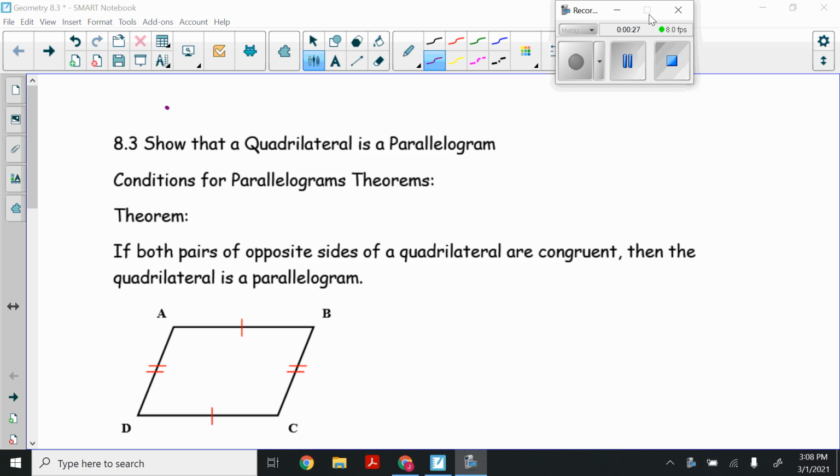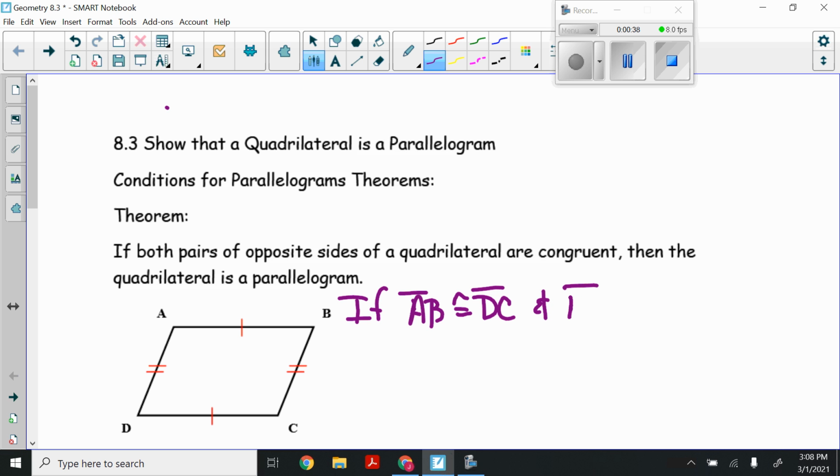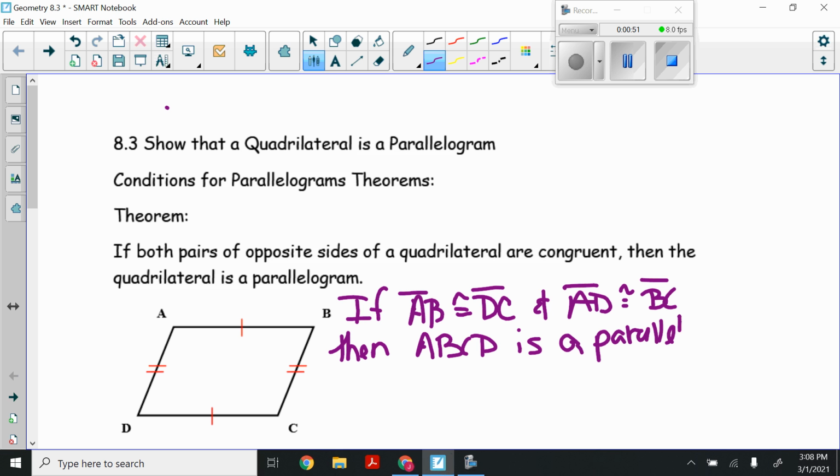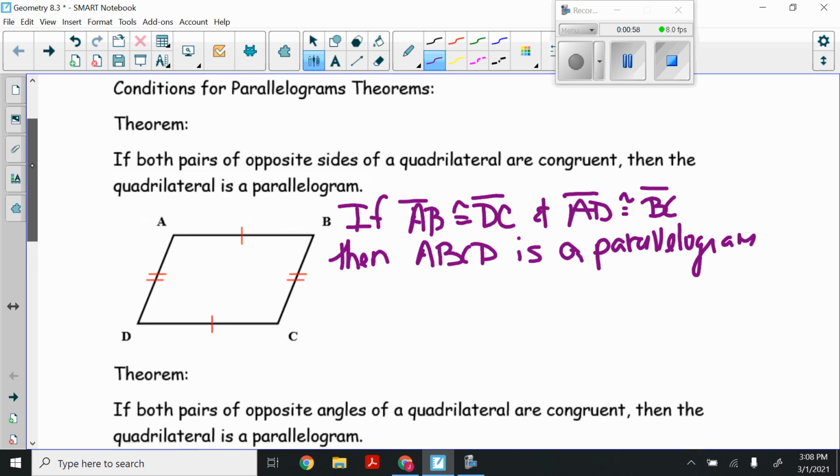So we can say in this picture, if AB is congruent to DC, and AD is congruent to BC, then we can say that ABCD is a parallelogram. So all of the theorems we talked about yesterday, now we're just kind of doing the converse of them.